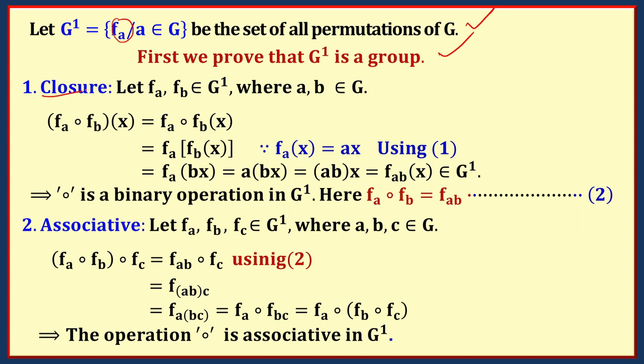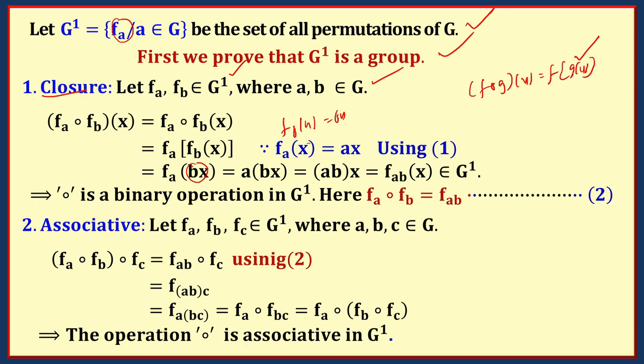The first one is closure. Take two permutations f_a, f_b belonging to G', where a, b are elements of G. f_a and f_b are permutations in G'. Now f_a circle f_b of x is equal to f_a of f_b(x). By the composition of mappings, (f circle g)(x) = f(g(x)). First we perform on f_b. By using 1, f_a(x) = ax and f_b(x) = bx. So f_a(bx).